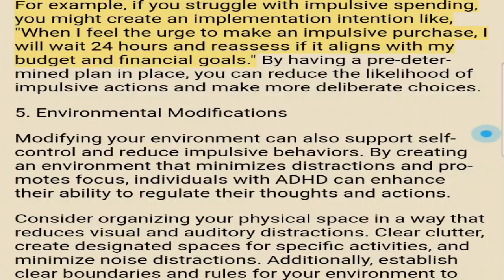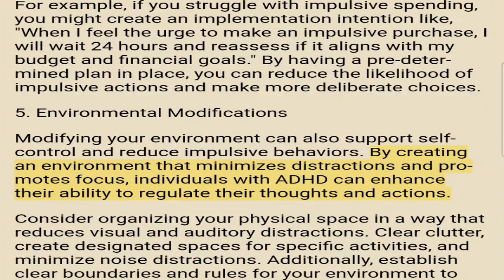For example, if you struggle with impulsive spending, you might create an implementation intention like, "When I feel the urge to make an impulsive purchase, I will wait 24 hours and reassess if it aligns with my budget and financial goals." By having a predetermined plan in place, you can reduce the likelihood of impulsive actions and make more deliberate choices. 5. Environmental modifications. Modifying your environment can also support self-control and reduce impulsive behaviors.